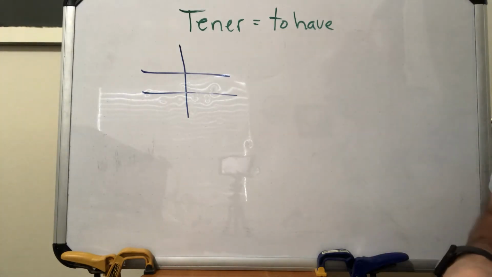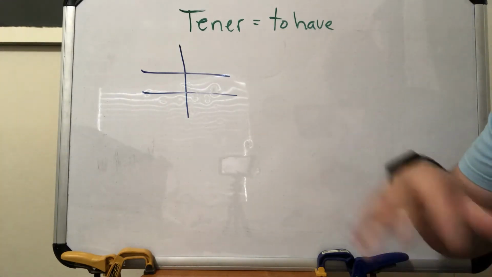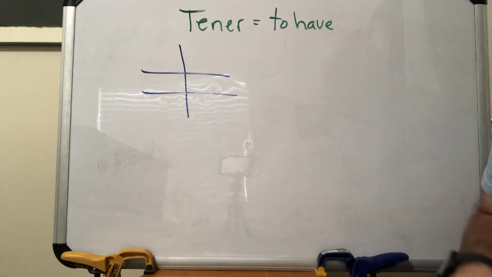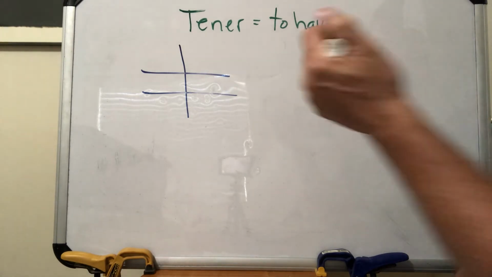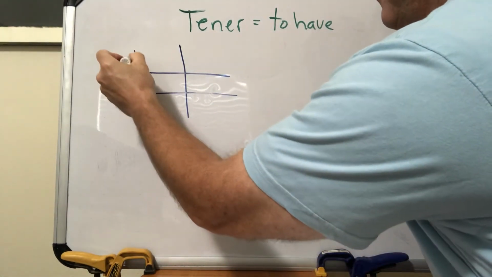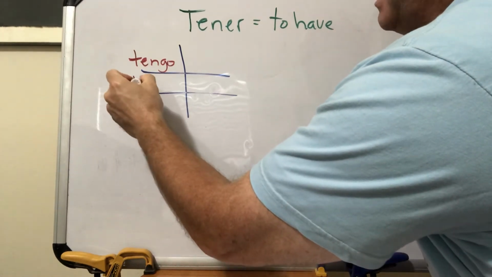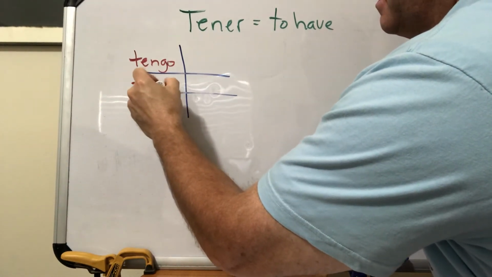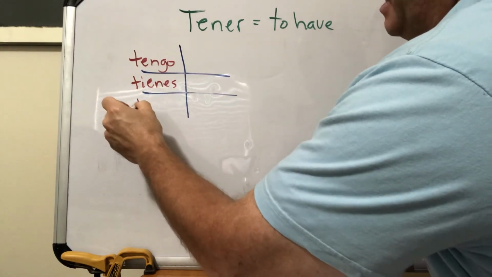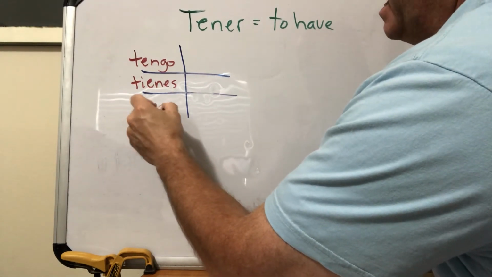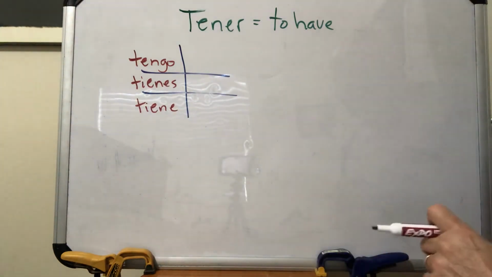A lot of times when we do verbs and we show you all the forms, it's because they're weird. They're irregular, so they don't really follow any of the rules. So tener has a weird yo form, and it's also a stem changer in the other forms. So my yo form is tengo. The tú form is tienes. The él and the ella and the usted form are tiene. So that tiene works for all of them.